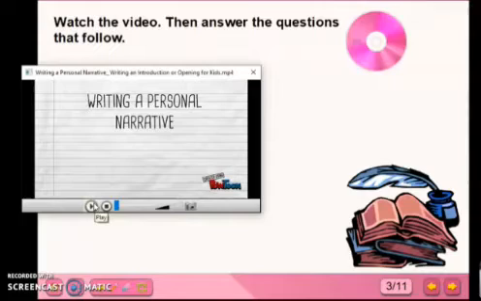Writing a personal narrative paragraph is the same as other paragraphs in its form. You start with a topic sentence, you move to the supporting details, and then you write the ending sentence at the end.